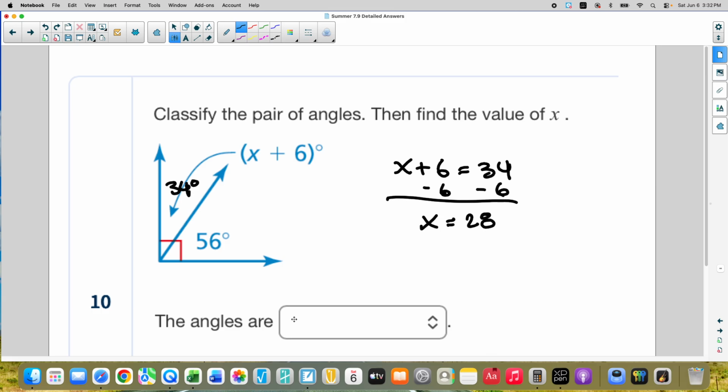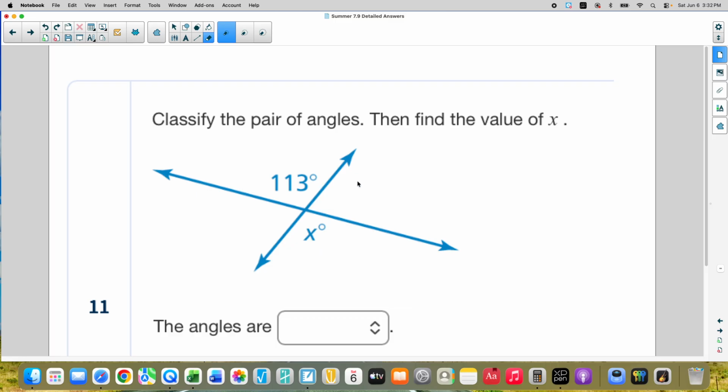So the angles are complementary. And the value of x is 28. Sorry, not 28 degrees. 28, and then the degrees come after.